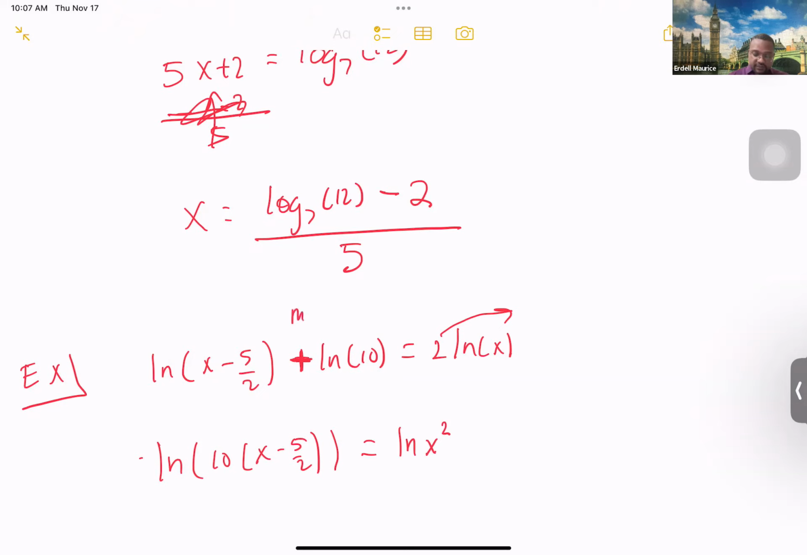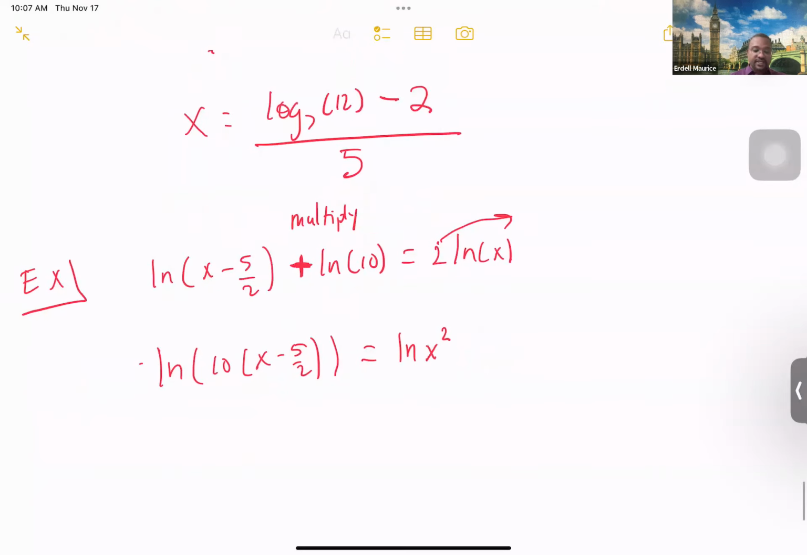Plus means to multiply. And then the 2 right here becomes the power. Now that I have done this simplification, I can strike the logs on both sides. I can cancel log on both sides. And so that leaves me with 10x minus 5/2 is equal to x squared.